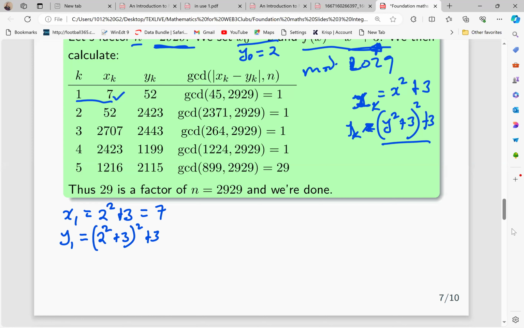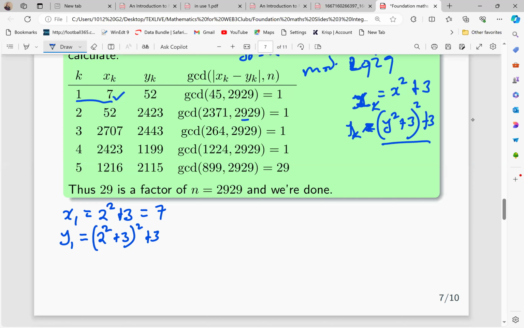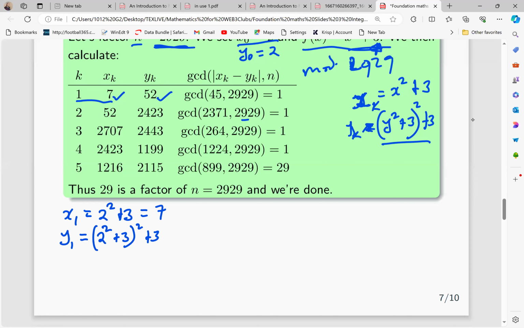Was it 2029 or 2929? I think it was 2929. Yeah, it is here, in fact. Now, 2 square is 4, plus 3 is 7. When you square this 7, it is 49. 49 plus 3 is 52. That's our y1. Subtract x1 from y1, you get 45. And find this GCD. This GCD is 1. When you find it's 1, it means you proceed to the next step.